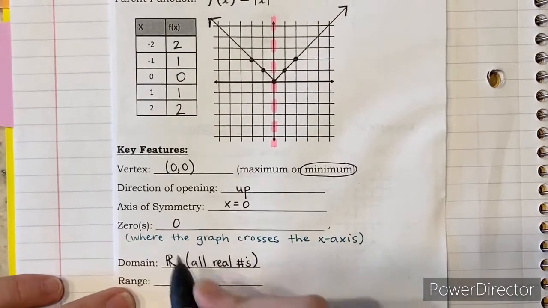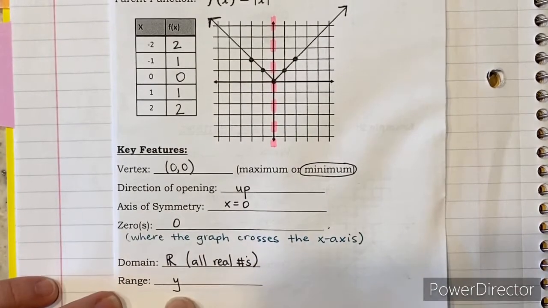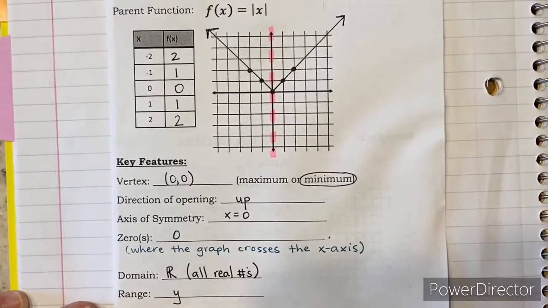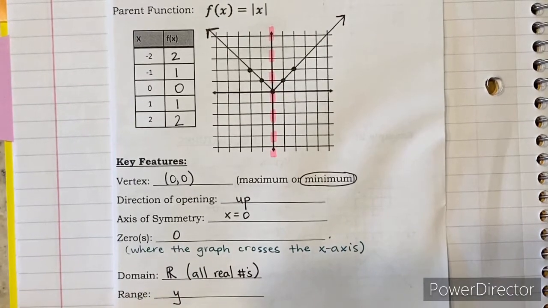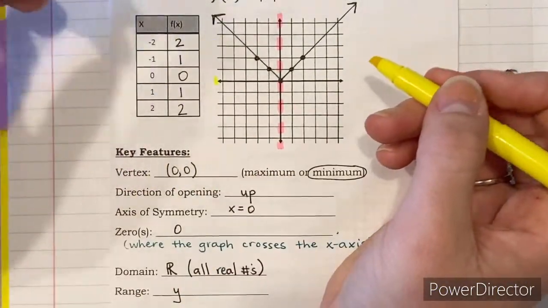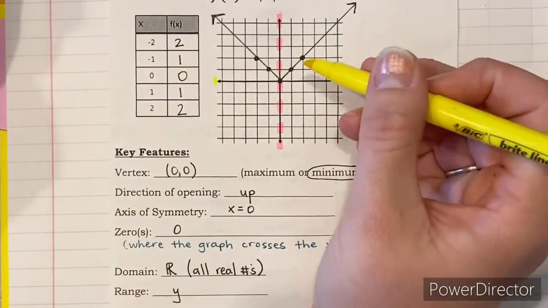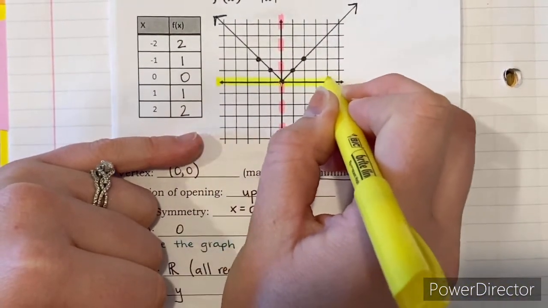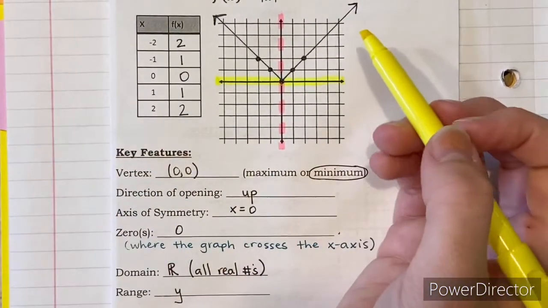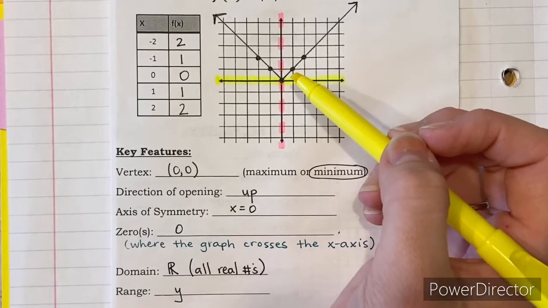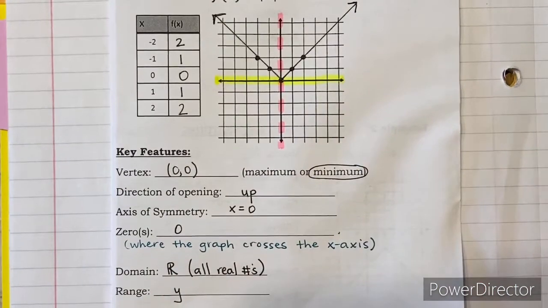So before we do that, I want you to write y for the range because we are dealing with our y values. And then I want you to watch closely at the graph. We have to figure out the starting point for this graph. So the starting point is going to be where the vertex is. So I'm just going to draw a horizontal line right here at the vertex because that's going to make it easier for me to see where the graph actually quote unquote starts.